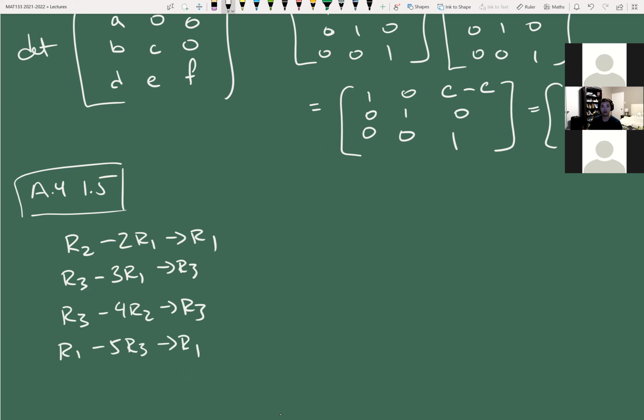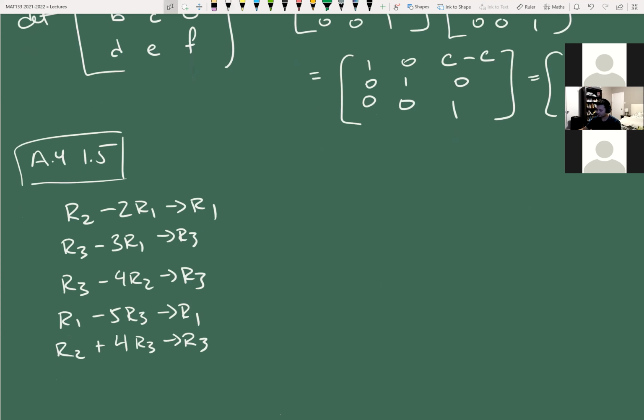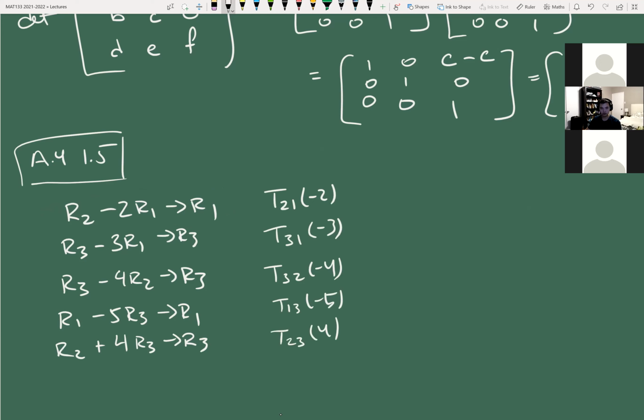And you didn't have to use these. You definitely could have done your own. If you do them in a slightly different order, it's totally fine, as long as your techniques are valid and you eventually get to the identity. And so this row operation here is T21 negative 2, and then this is T31 negative 3, T32 negative 4, T13 negative 5, and T234. So those are those matrices.